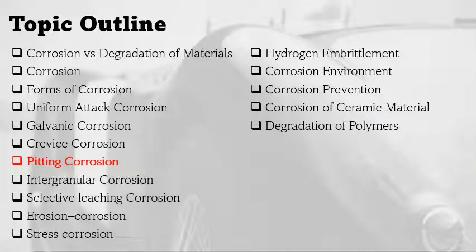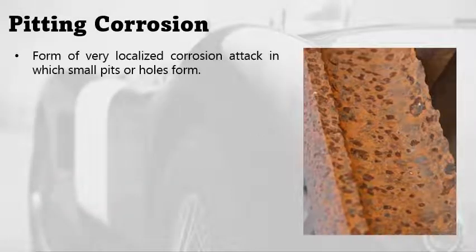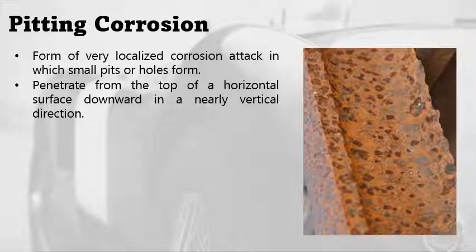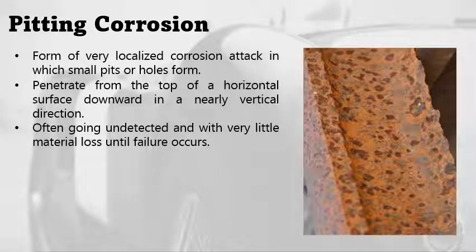Let's move forward to the fourth form of corrosion, pitting corrosion. Pitting is another form of very localized corrosion attack in which small pits or holes form. They ordinarily penetrate from the top of a horizontal surface downward in a nearly vertical direction. It is an extremely insidious type of corrosion, often going undetected and with very little material loss until failure occurs.